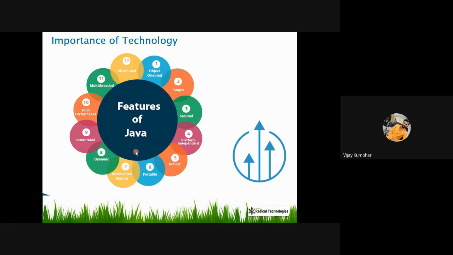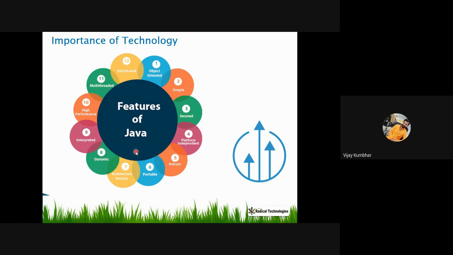You don't need to compile it anymore. You just need to have the JRE in place with respect to the operating system. In a few minutes, you can run your application. Fifth is robust. Java is a robust language. It follows certain rules which give it the features for robustness.